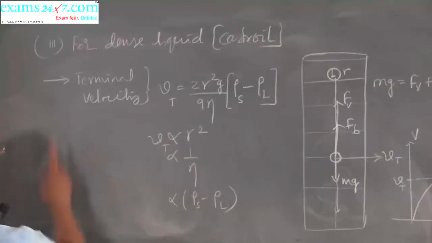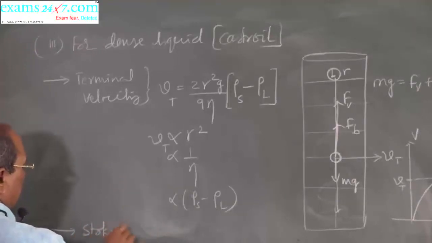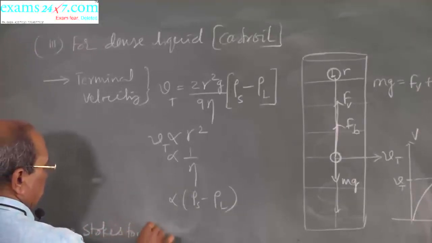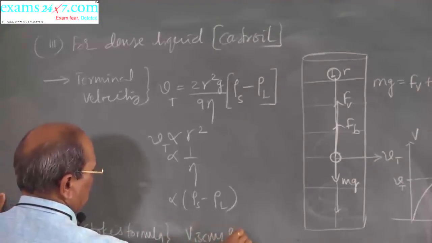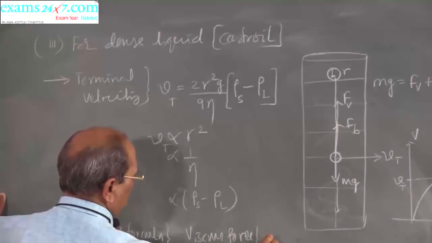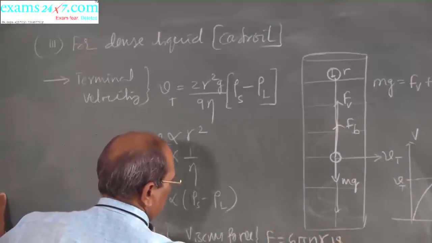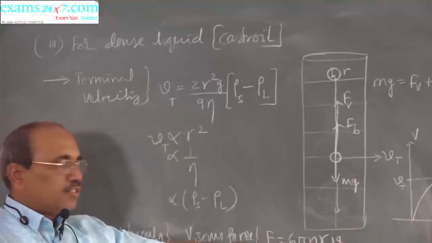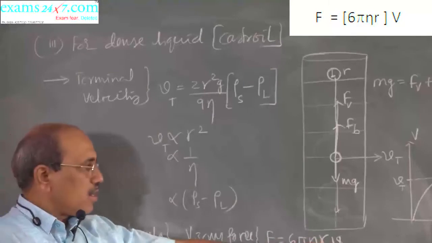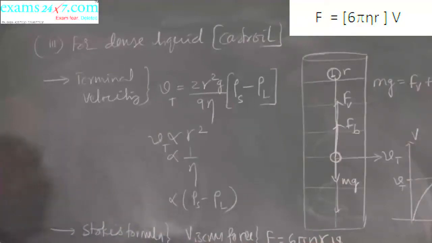Along with that, for dense liquids, we have Stokes' formula, which gives the viscous force experienced by a solid moving in a liquid: 6π η r Vt, where η is the coefficient of viscosity of the liquid, r is the radius of the ball, and Vt is the terminal velocity. These are the two quantities.